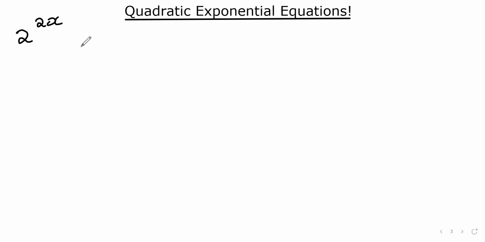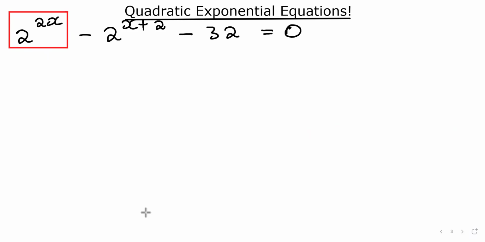Now, let's say they give you 2 to the 2x minus 2 to the x plus 2, and then we say minus 32, and this is equal to 0. So the question is, how do you solve this? Well, first things first, the problem when looking at the first term is the fact that x has a coefficient of 2, but here x has a coefficient of 1.